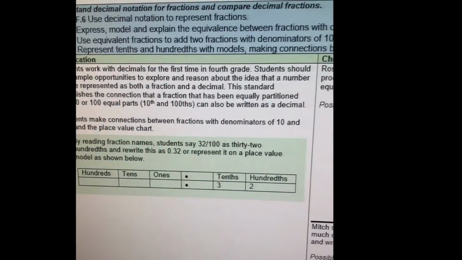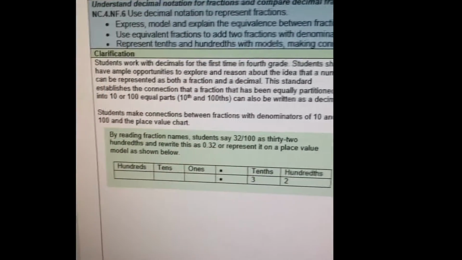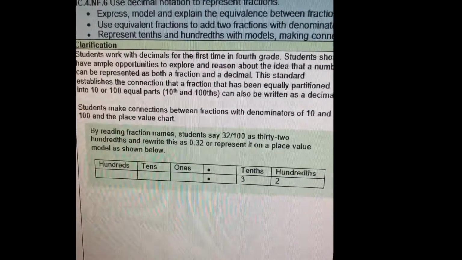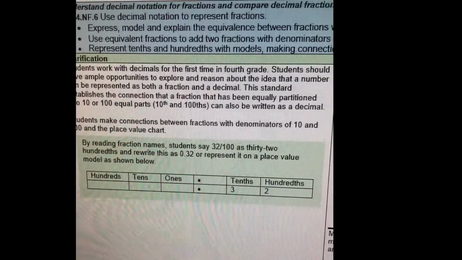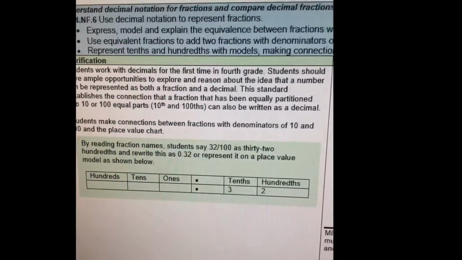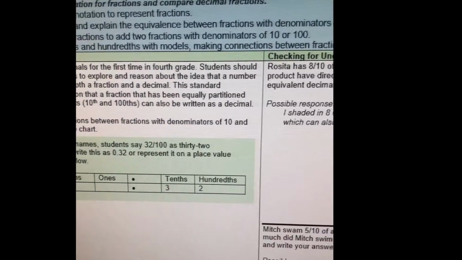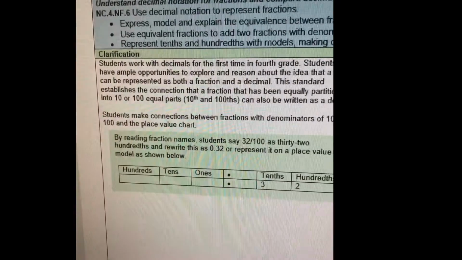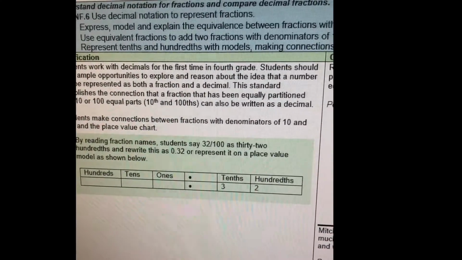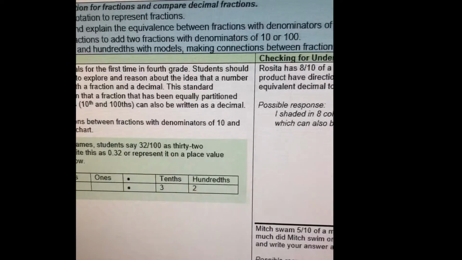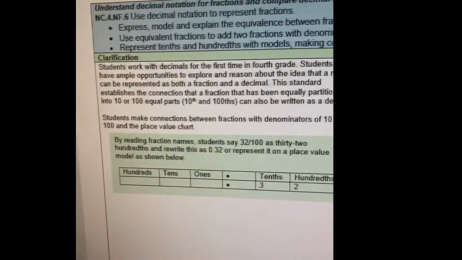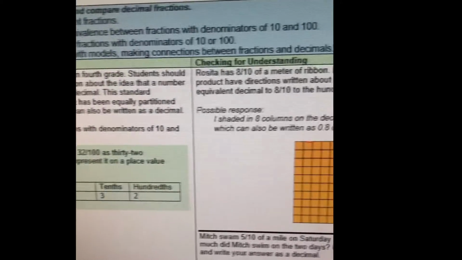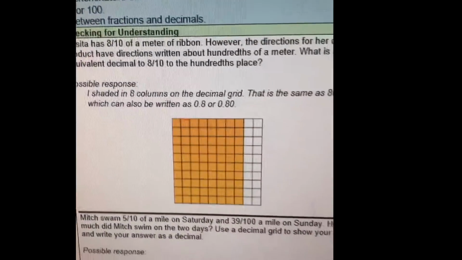Understand decimal notation for fractions and compare decimal fractions. NC 4, NF 6. Use decimal notation to represent fractions. Express, model, and explain the equivalence between fractions with denominators of 10 and 100. Use equivalent fractions to add two fractions with denominators of 10 or 100. Represent tenths and hundredths with models, making connections between fractions and decimals.